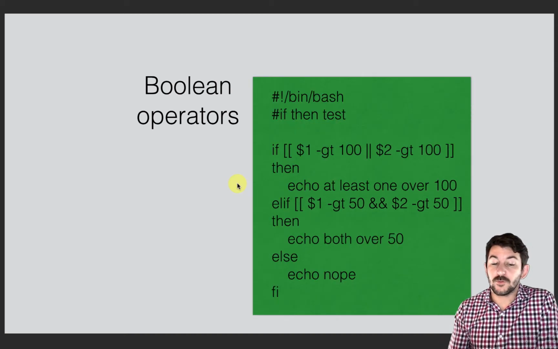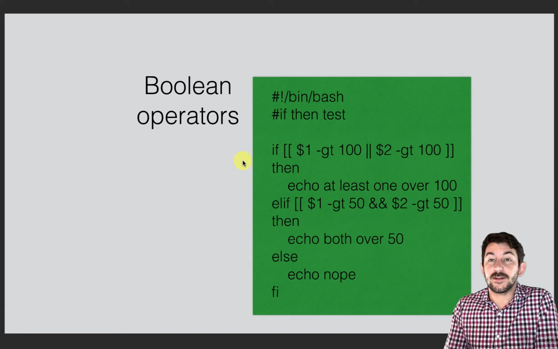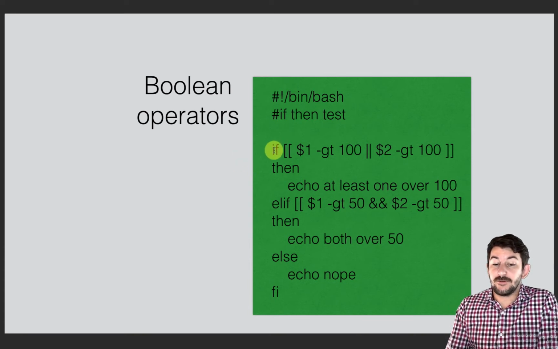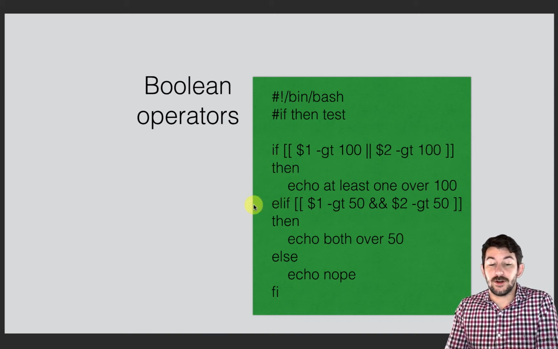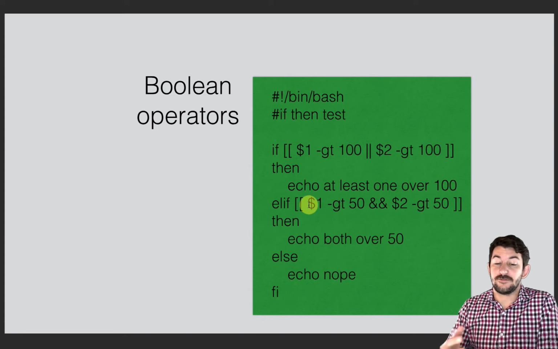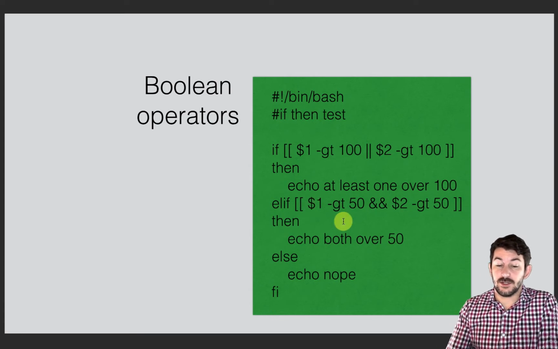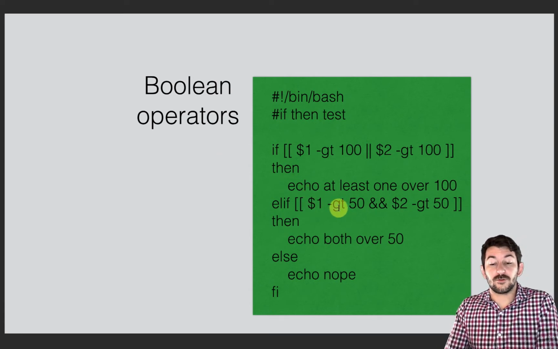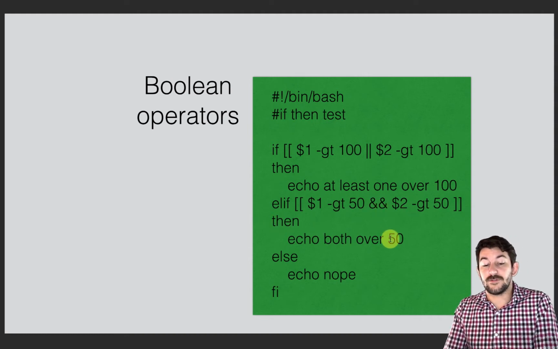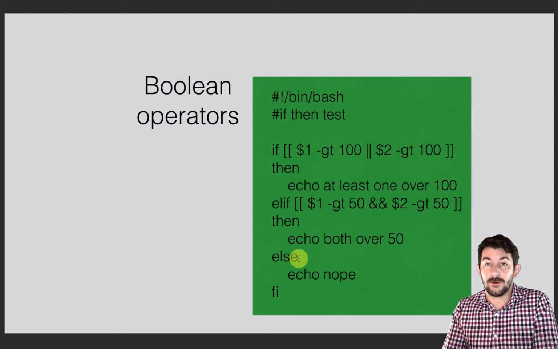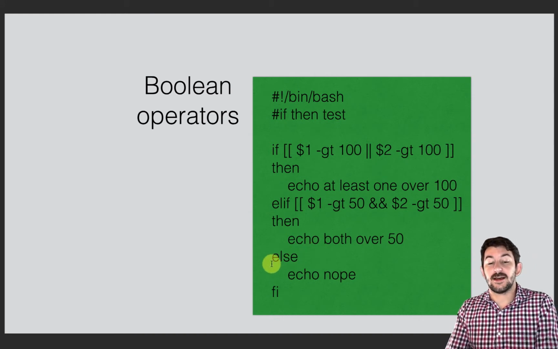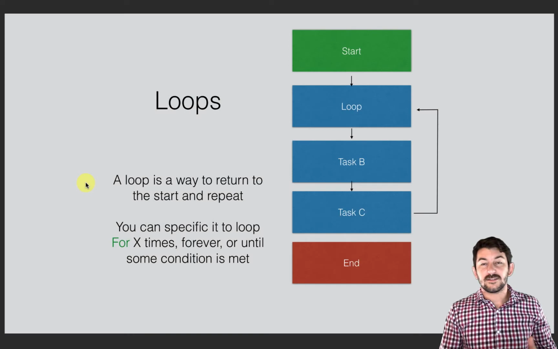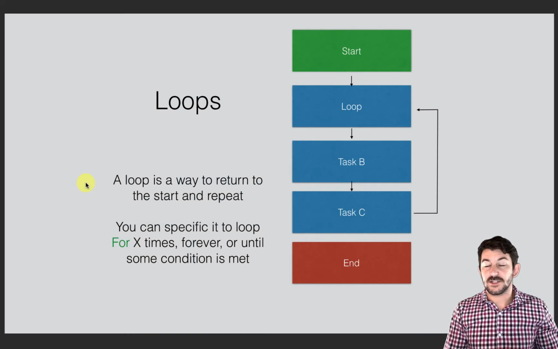You could also make it more specific if you wanted. Maybe you did it this way. You said if 1 is greater than 100 or 2 is greater than 100, then echo at least one number over 100. Else if, so if that's not the case, then check this condition: 1 is greater than 50 and 2 is greater than 50, then echo both over 50. Else you could echo nope if both were like 20, something like that. Okay, so that's kind of the basics of if and conditions.